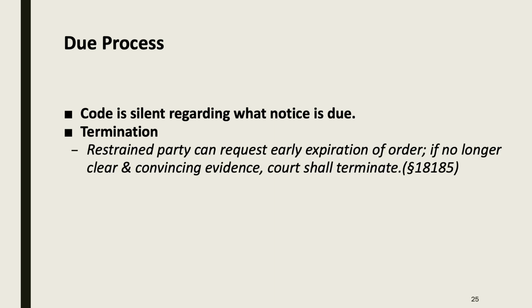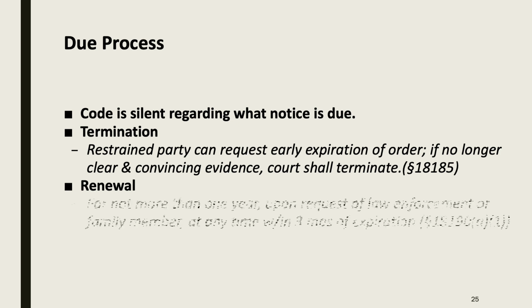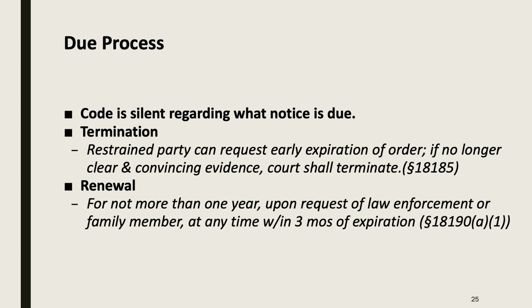For termination, the restrained party can request an early expiration of the order if that person can show that there's no longer clear and convincing evidence. The court is required to terminate that order. Otherwise, it can be renewed for not more than 1 year upon the request of law enforcement or a family member at any time within 3 months of expiration.